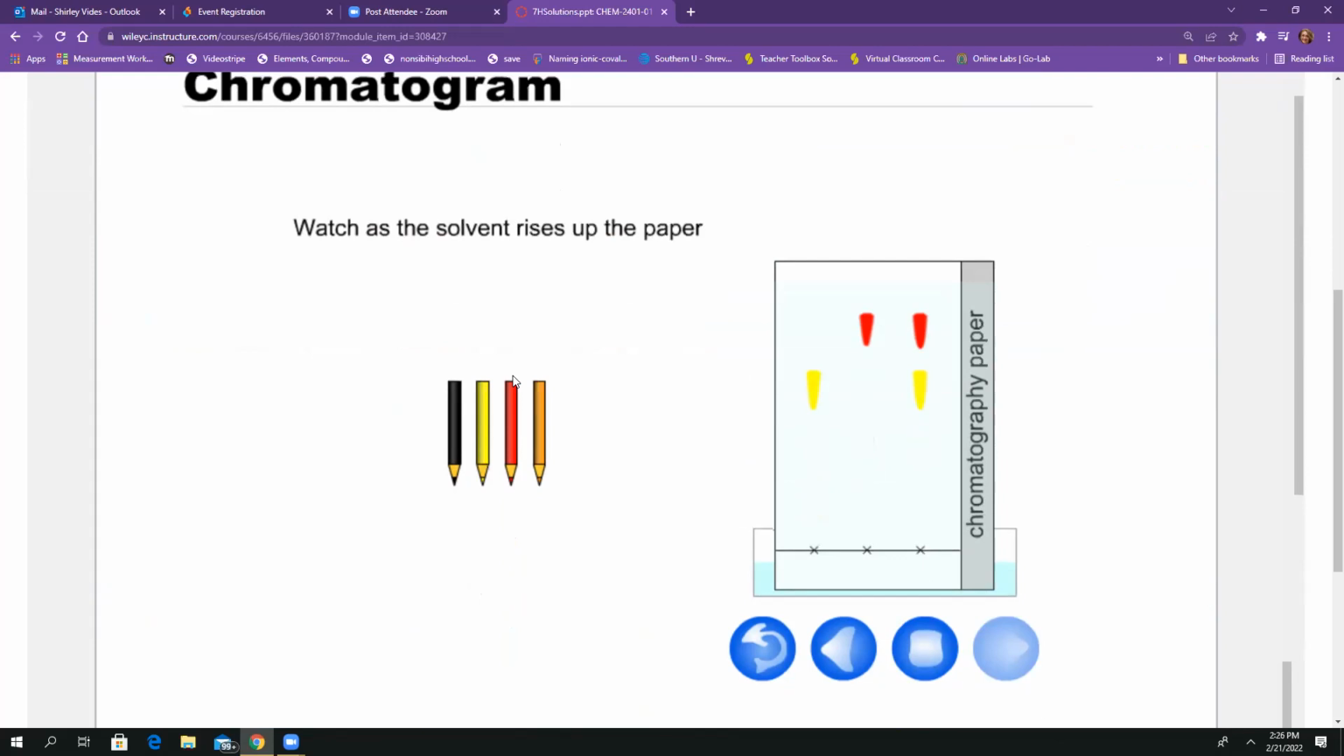But when you put these dots, you usually put them above that line. That's a pencil line, so it doesn't move. And the solute, in this case, is the ink, and the solvent is the water, because there's soluble markers. See, there's the word soluble. Then you want to use water to separate them.